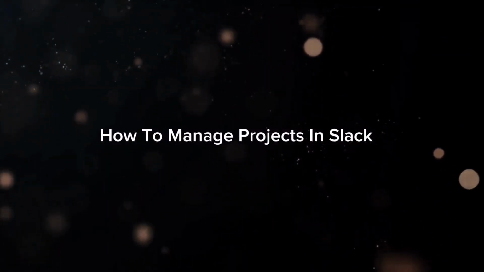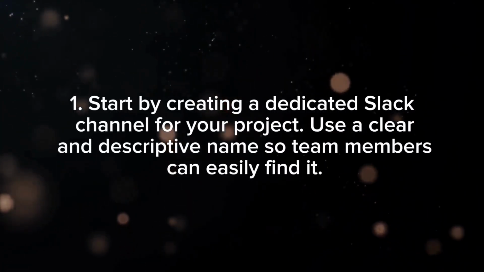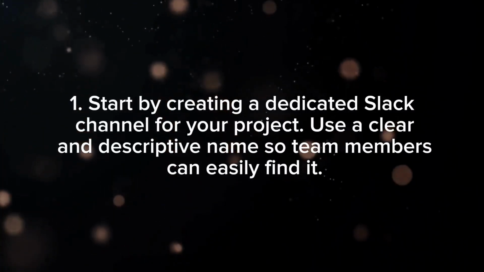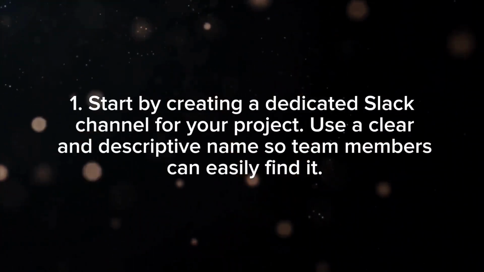How to manage projects in Slack. You can do this in 7 steps. 1. Start by creating a dedicated Slack channel for your project. Use a clear and descriptive name so team members can easily find it.